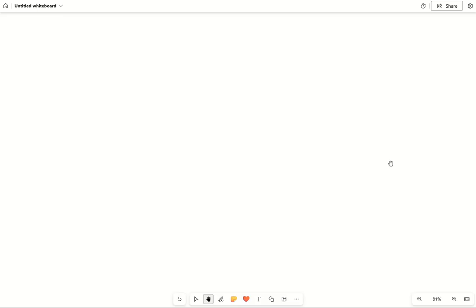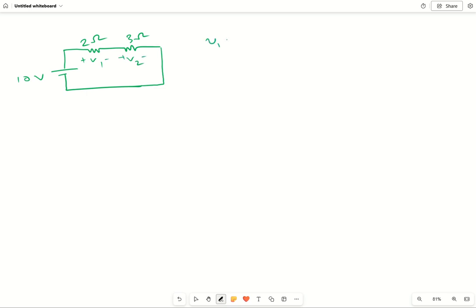Consider a quick numerical, and let's see how we can solve this. For simple circuits like this, there is no issue. Suppose this is 10 volt, this is 2 ohm, this is 3 ohm. What will be the voltage V1 and V2? As per the formula, V1 equals the resistance where we are calculating, that is 2, divided by 2 plus 3, into 10. Similarly, V2 equals 3 by 5 into 10.